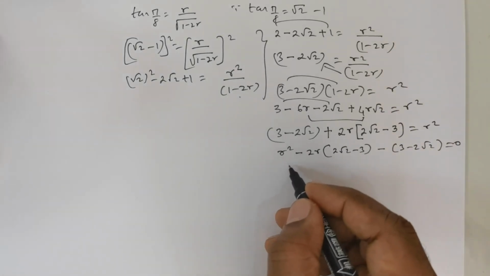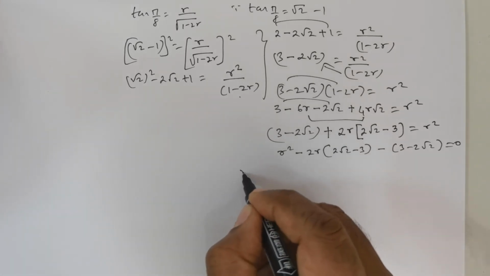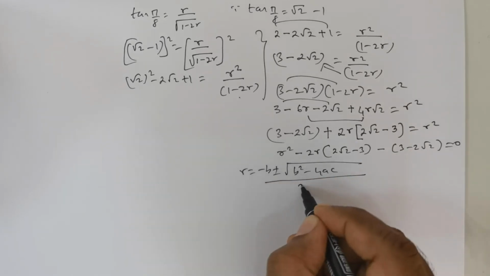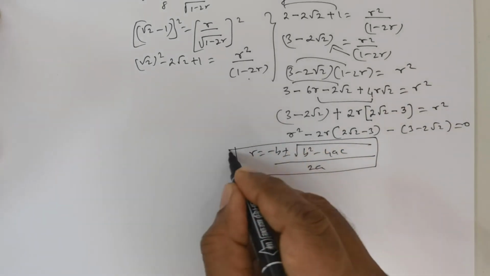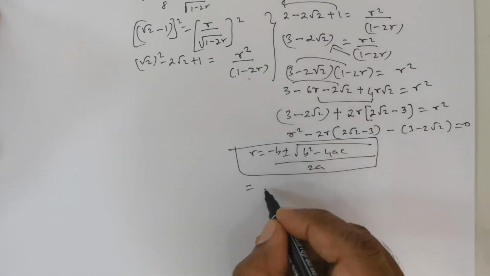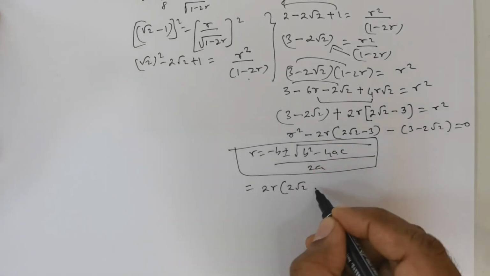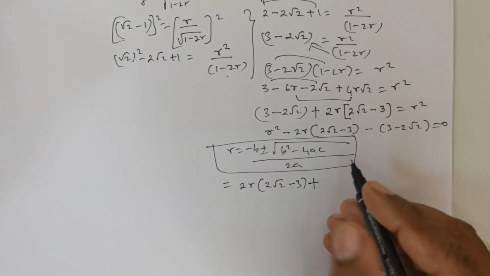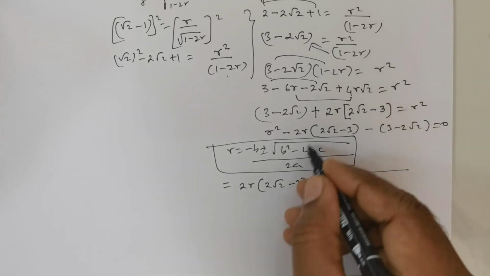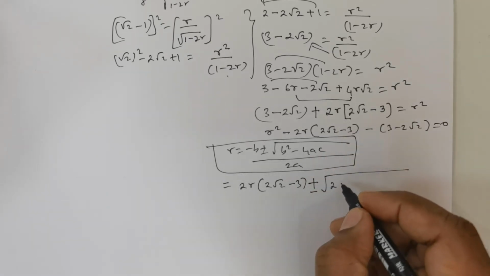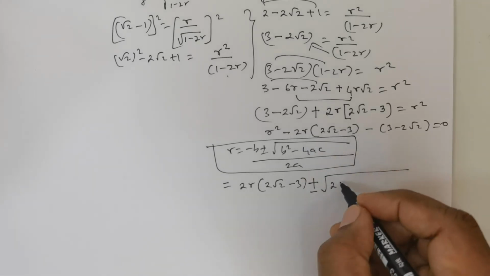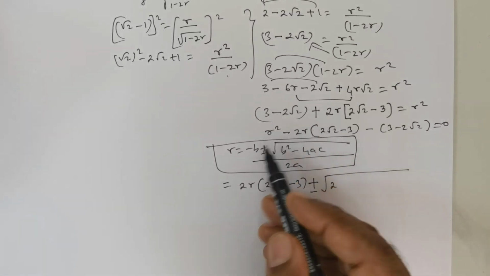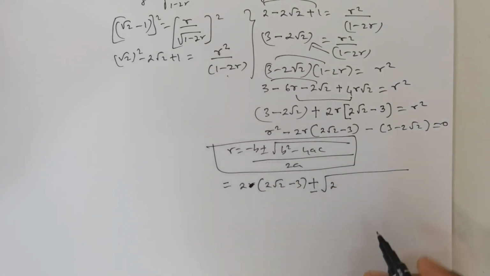Now this is a quadratic in R. So R is equal to negative b plus or minus the root of b squared minus 4ac, divided by 2a. This is the formula I would be applying. So this is equal to 2 times root 2 times 2 minus 3, because negative and negative get neutralized. So plus or minus root of, no, we don't need to give an R here because it's a quadratic in R, so take that out.